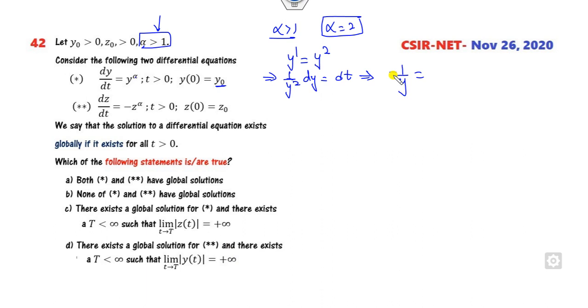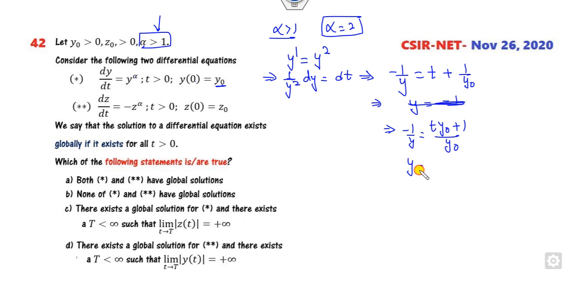So can you find the value of the y? Can you find the c? When t is equal to 0, it's y naught. So it will be my y 0. So what is the value of the y? Sorry, it is 1 over y 0. So can you find the value of the y? So it is t plus 1 over y 0 is minus 1 over y. So y is my of this.